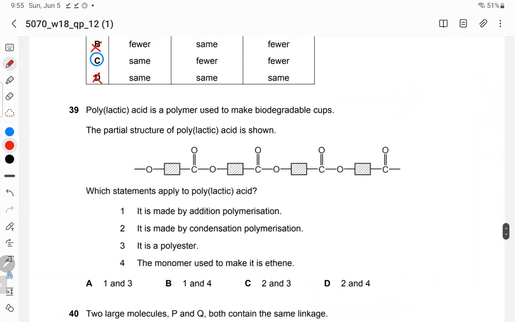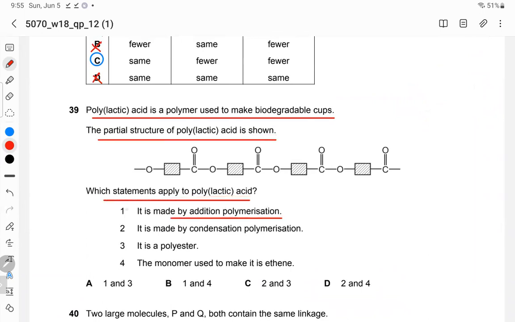Now question number 39. Polylactic acid is a polymer used to make biodegradable cups. The partial structure of polylactic acid is shown. Which statements apply to polylactic acid? It is made by addition polymerization. No, it's wrong. See, there is an ester, so it cannot be made by addition polymerization. It is made by condensation polymerization. Yes, it's a polyester. The monomer used to make it is ethene. No, it's wrong as well. So 2 and 3 are correct, which makes the correct answer C. ये clear है सबको?